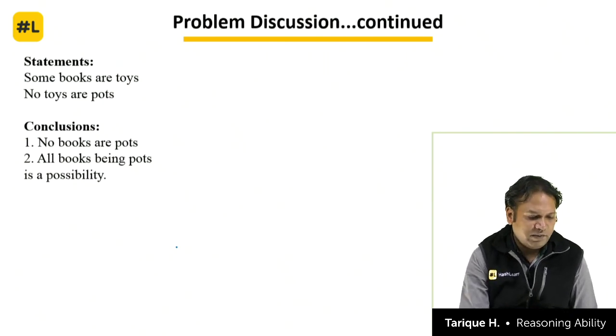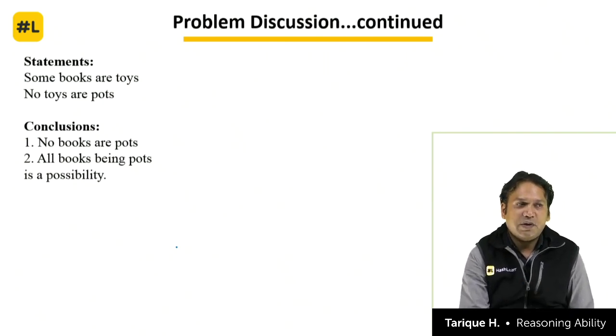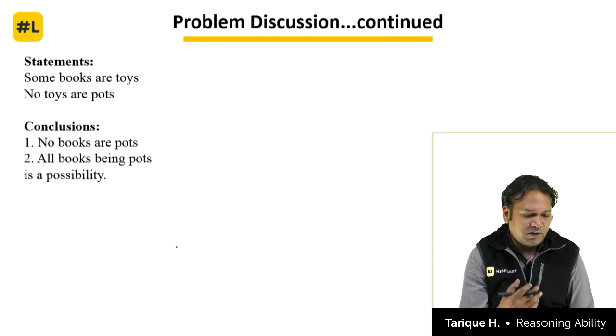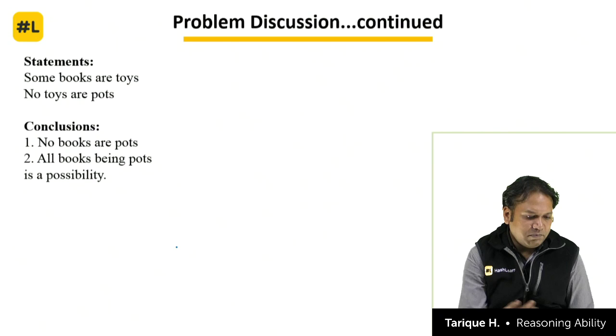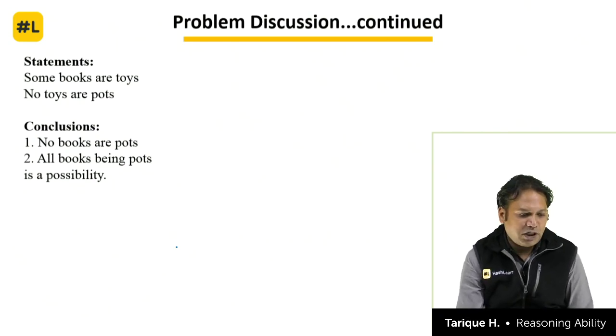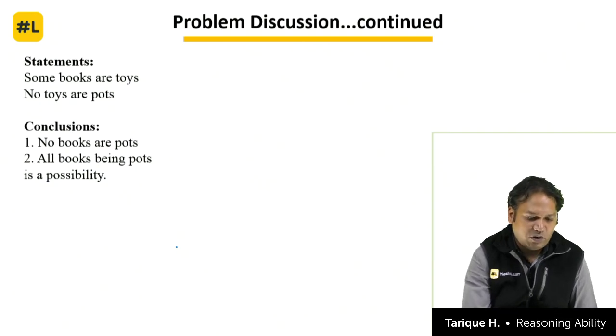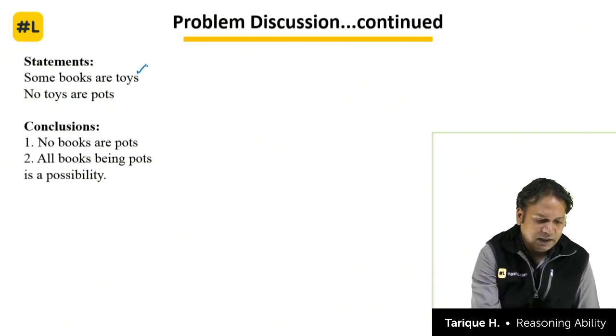Again I have taken very simple question for you, and with this question I will be introducing to you the concept of possibility. What do we mean by possibility? Some books are toys, no toys are pots. Again let us make the first statement. Some books are toys.